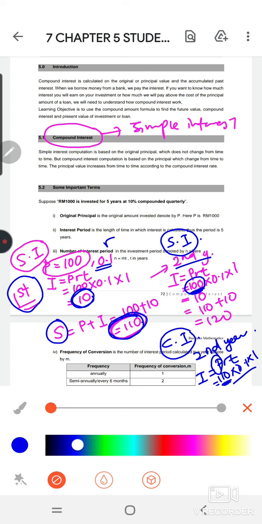So that's why it says here, simple interest computation is based on the original principal. So if your P is 100, however many years T is, it still uses 100, which does not change from time to time. But compound interest computation is based on the principal which changes from time to time. It means the principal will always change. Okay, so this is the differentiation between compound interest and simple interest.